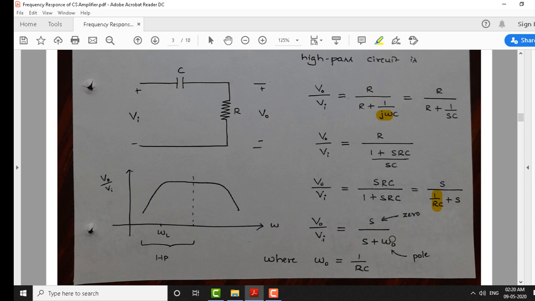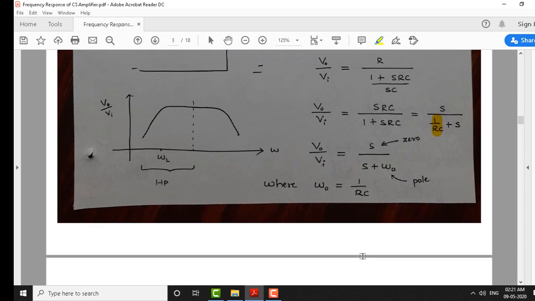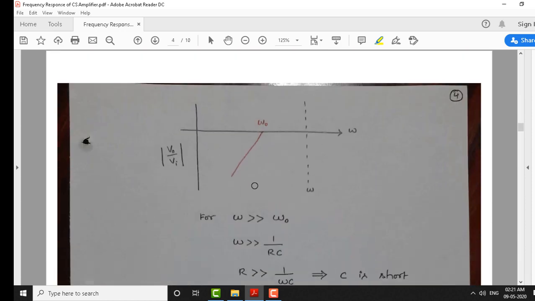So where omega naught or omega L is equal to 1 by RC. This shows that the lower part of the overall frequency response can be modeled with a high pass filter. In the high pass filter, the omega naught, which is the cutoff frequency, becomes equivalent to 1 by RC. Now the Bode plot for this high pass filter is as shown here.